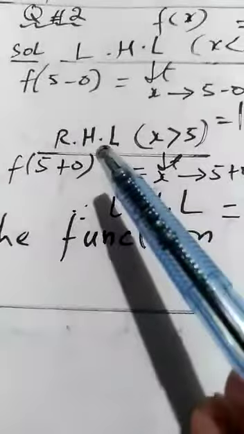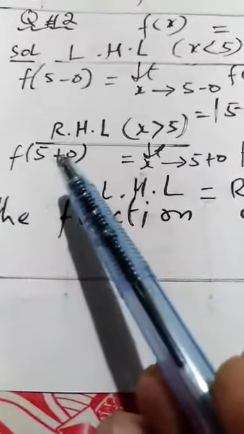Limit x goes to 5 minus 0 f of x, put the value of f of x which is mod of x minus 5, mod of 5 minus 0 minus 5, we get mod 0 equal to 0. Now we shall calculate right hand limit, that is x greater than 5. This means we shall approach 5 from right hand side, so we write f of 5 plus 0. That means we are working on the right hand side of 5. Limit x goes to 5 plus 0 f of x, put the value of f of x, 5 plus 0, 5 से कट गया, हमारे पास 0 आ गया.